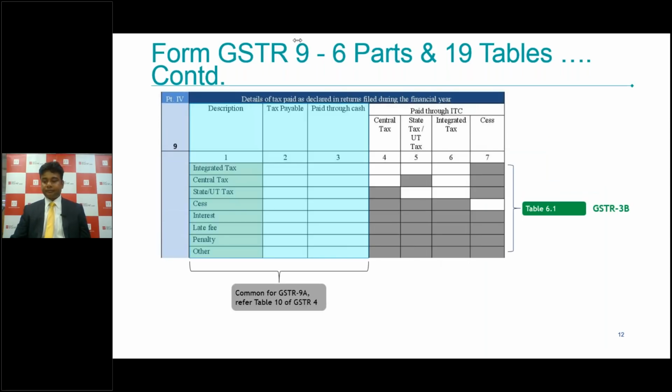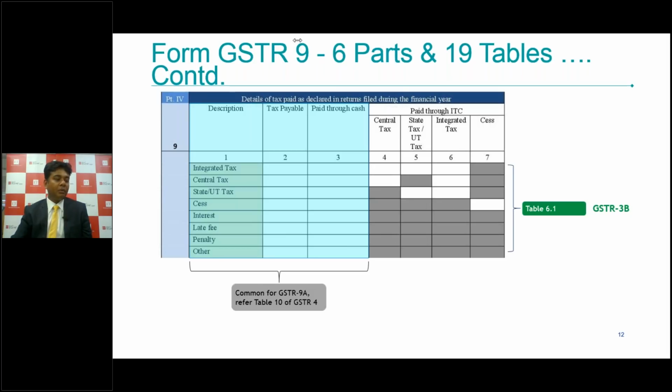Okay, now coming to the other part, which is the tax payment. Now we are on the fourth part of the return structure, which is about the details of tax paid. This is pretty common and pretty self-explanatory: whatever tax, under whatever head, late payment, penalty, interest, all of it needs to be reported.